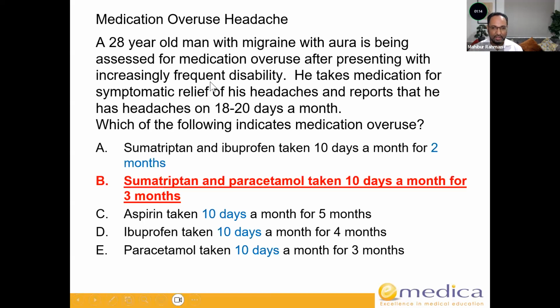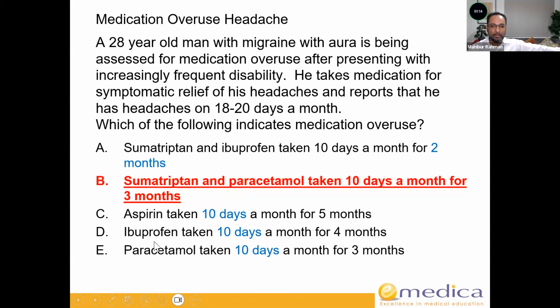Okay, so the correct answer would be B. So well done. Quite a few of you picked that. That was the most popular answer. So if they're using a triptan 10 days a month, that meets the threshold. But remember, we talked about they've got to have been doing it for at least 3 months before we say it's medication overuse. So because this is 2 months, that's not enough.